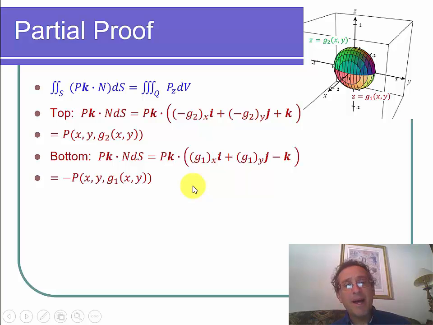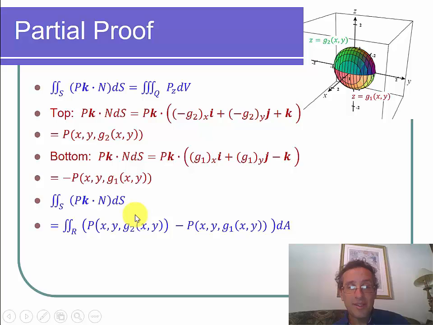So now we have the top and the bottom. And because they intersect in the same intersection, the region of intersection is the same. So we could say that the surface integral over S of pk dot n ds is equal to the double integral over the region of intersection of p of xy, g2 of xy, minus p of xy, g1 of xy, dA. So keep that in mind, because that is one way of writing the flux integral.